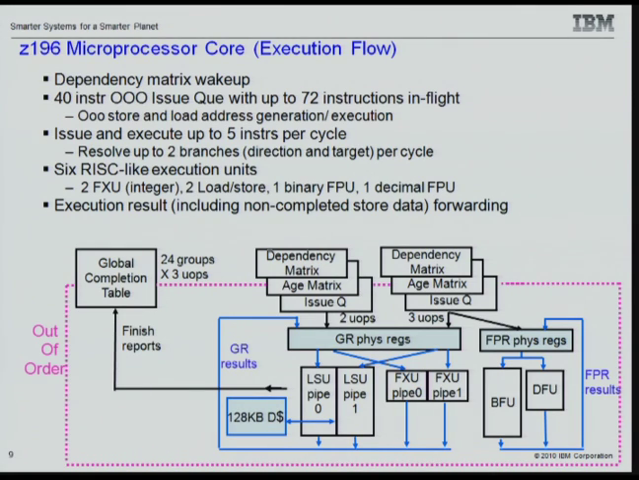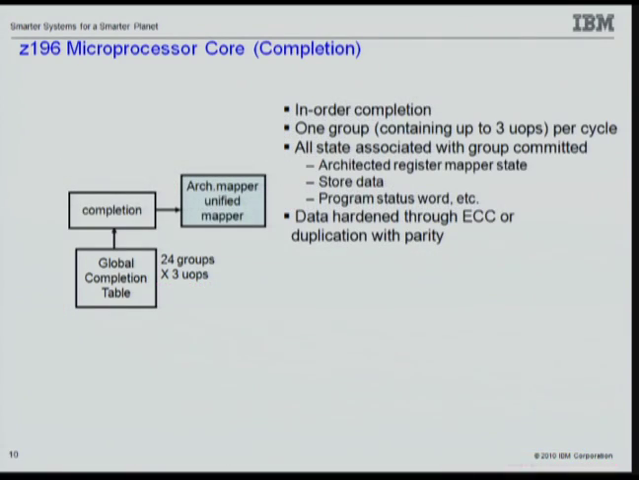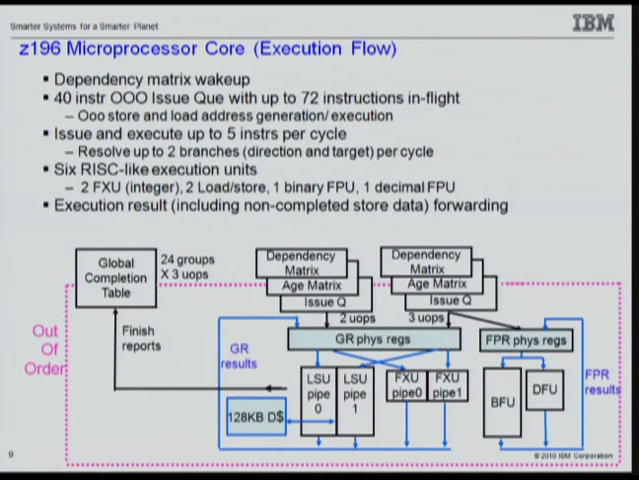Instructions are woken up once all their dependencies have been resolved, and then an age matrix pulls out the oldest ready-to-execute instruction, and then it's issued. We issue up to 5 RISC-like micro-ops to the various execution units. We have 2 load store pipes, and they interface directly with a 128K data cache. We have 2 fixed point or integer pipes. We also have one binary floating point unit and 1 decimal floating point unit.